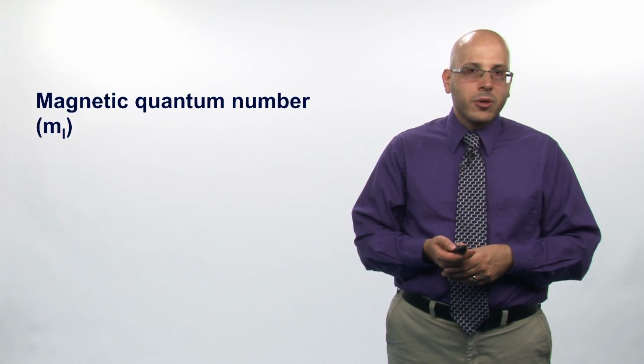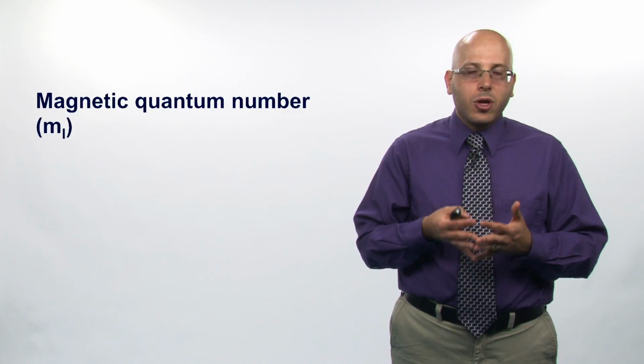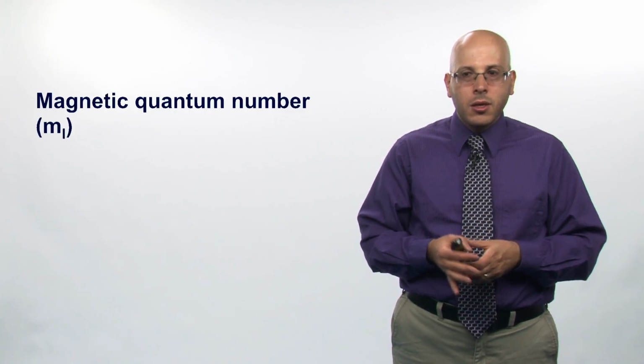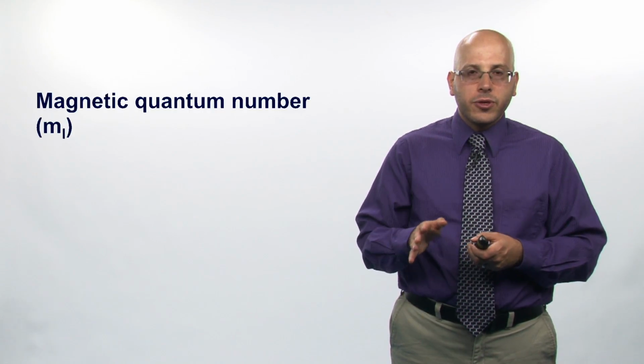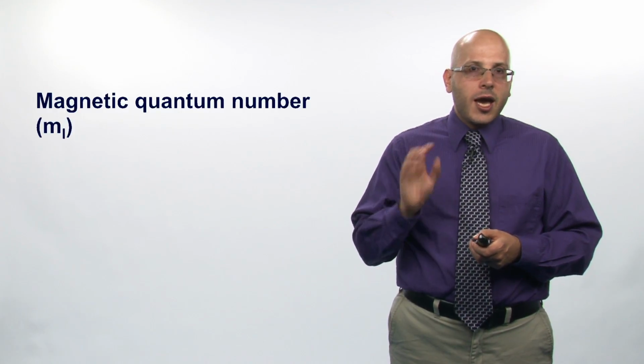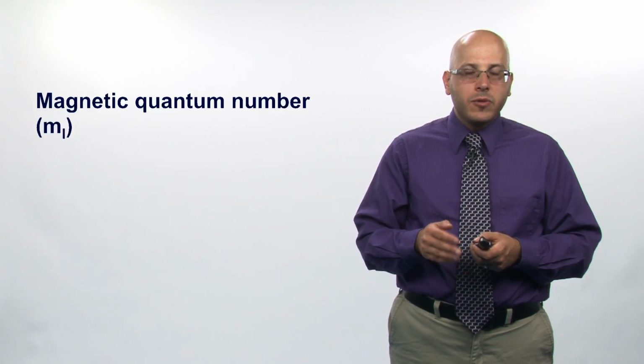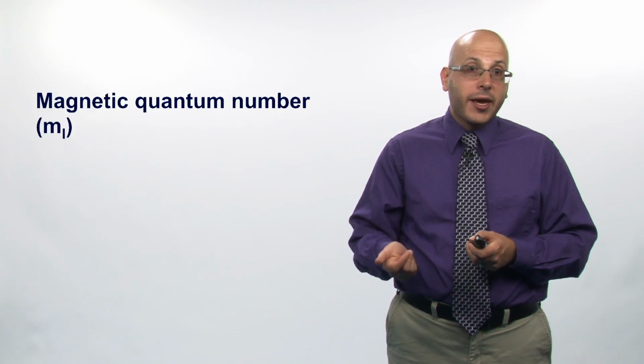The third quantum number is called the magnetic quantum number, which, depending on the book you use, might be called m or m sub l. And there's another rule for determining the value for this. The qualification here is that the absolute value of m sub l has to be less than or equal to l, which means that m sub l itself could be a negative number.